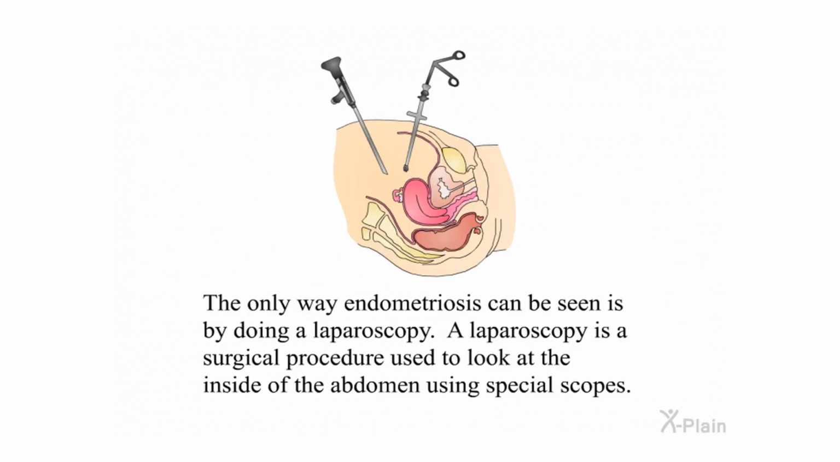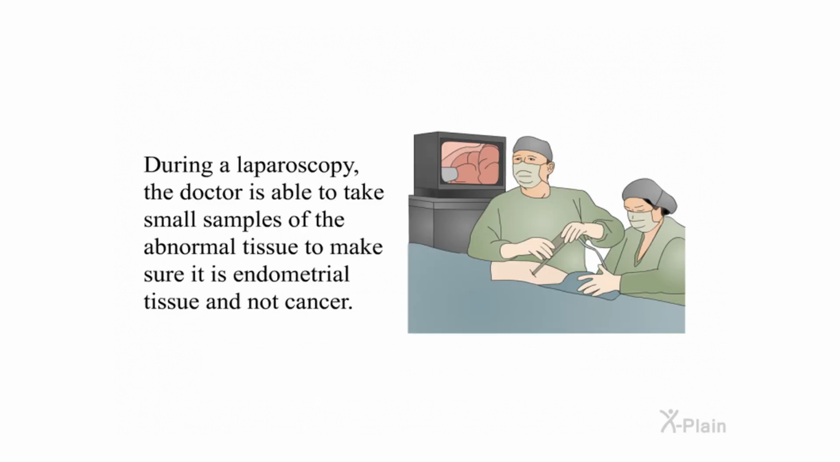The only way endometriosis can be seen is by doing a laparoscopy. A laparoscopy is a surgical procedure used to look at the inside of the abdomen using special scopes. During a laparoscopy, the doctor is able to take small samples of the abnormal tissue to make sure it is endometrial tissue and not cancer.